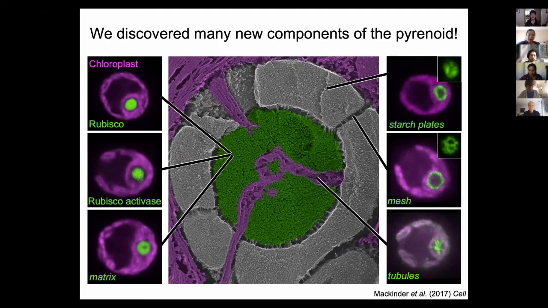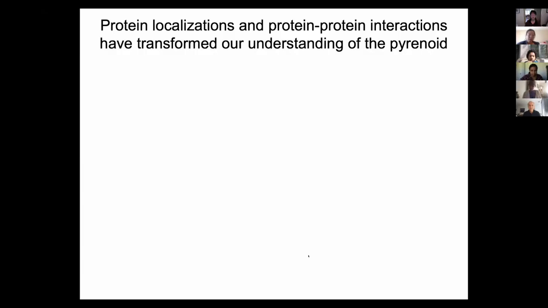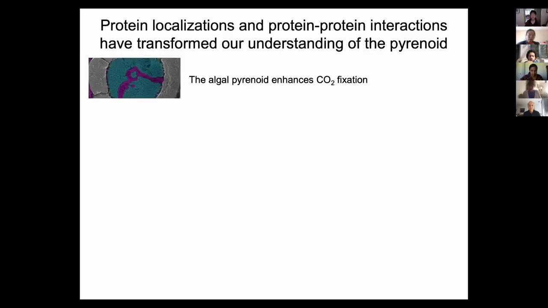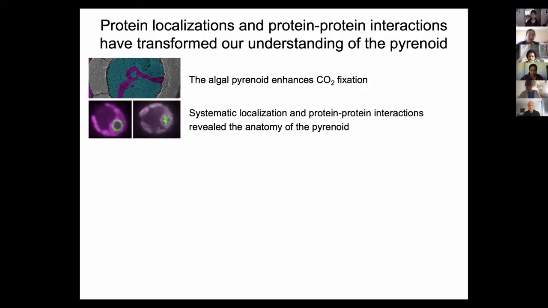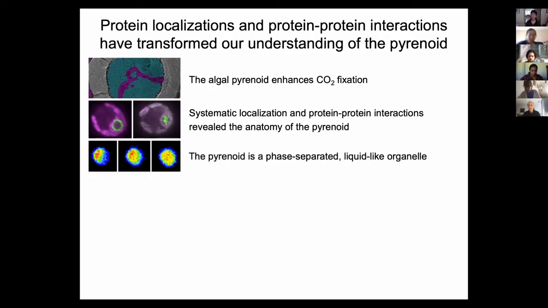This spatially resolved protein interactome of the pyrenoid really opened the doors to its molecular characterization, and I want to summarize some of our discoveries that this study enabled. I just told you that the pyrenoid enhances CO2 fixation, and how we used a systematic localization and protein tagging and interaction study to gain insights into the anatomy of the pyrenoid. This protein atlas of the pyrenoid enabled a broad range of discoveries, including the discovery that the pyrenoid matrix is not a crystalline solid, but rather behaves as a phase-separated liquid-like organelle, which mixes internally.